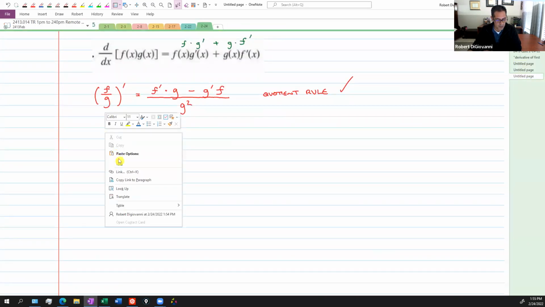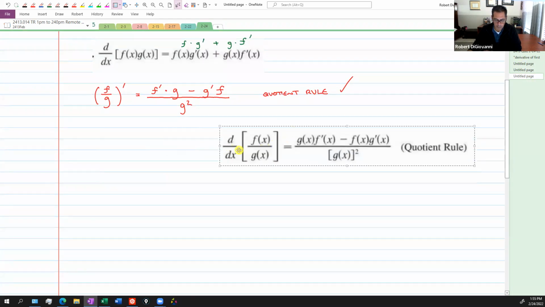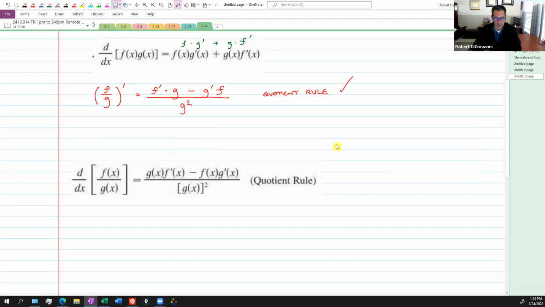Here's what the book says you should do. So I'm going to write it down in a different way. What they want you to do first is g, then times f prime, right? G times f prime, then subtract from that f and then times g prime, right? F and then g prime, and then divide the whole thing by g squared.